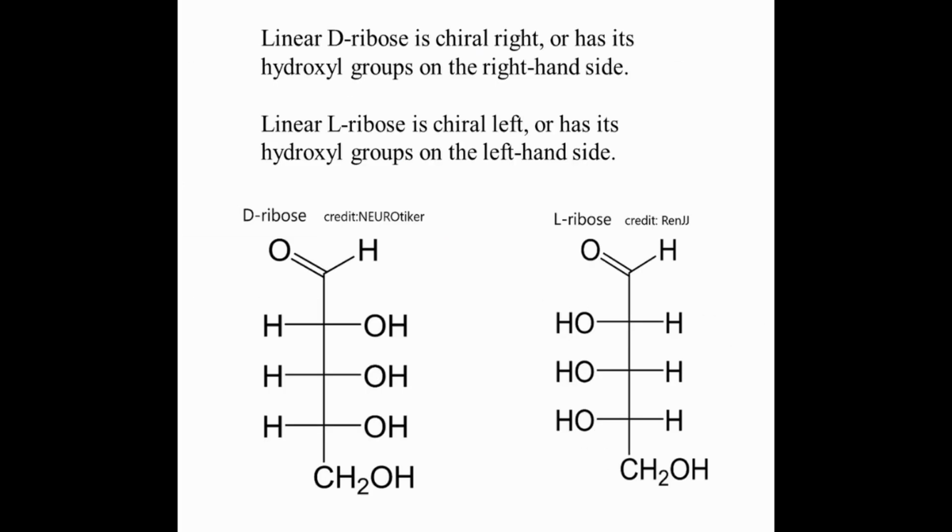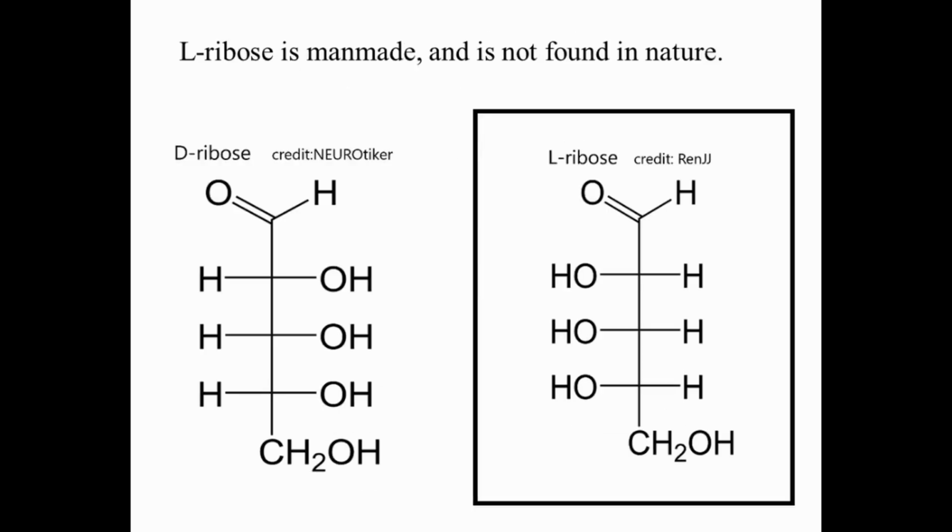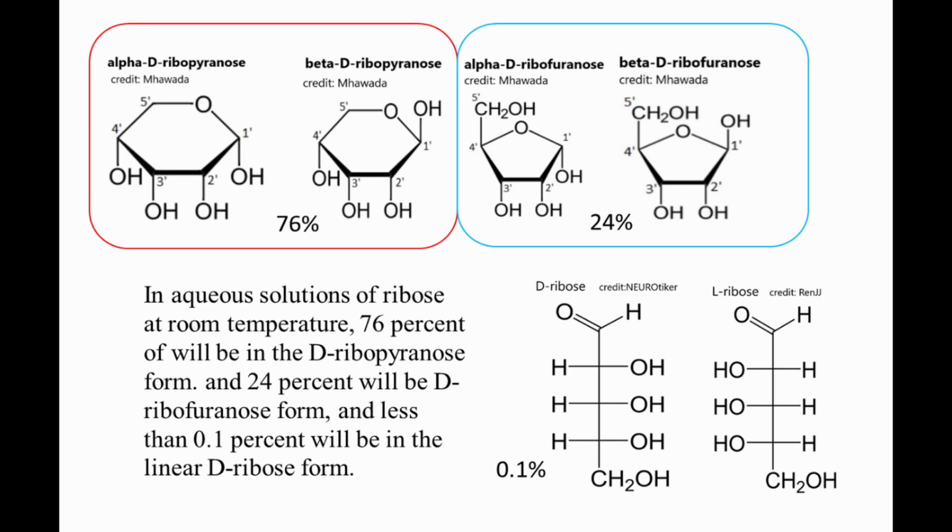There are also 2 linear forms of ribose. Linear D-ribose is chiral right, or has its hydroxyl groups on the right-hand side. Linear L-ribose is chiral left, or has its hydroxyl groups on the left-hand side. L-ribose is man-made and is not found in nature. In aqueous solutions of ribose at room temperature, 76% will be in the D-ribopyranose form, and 24% will be the D-ribofuranose form, and less than 0.1% will be in the linear D-ribose form.